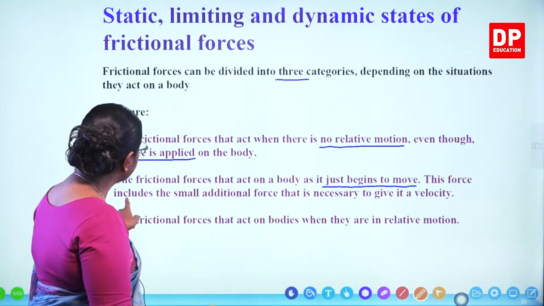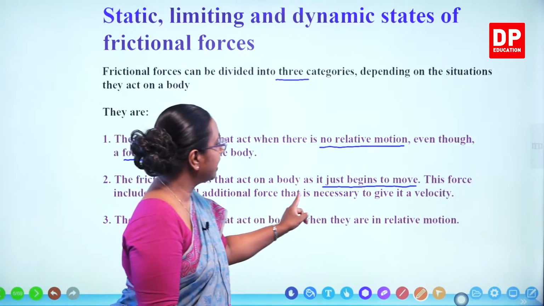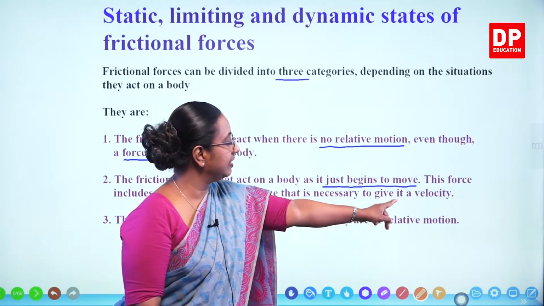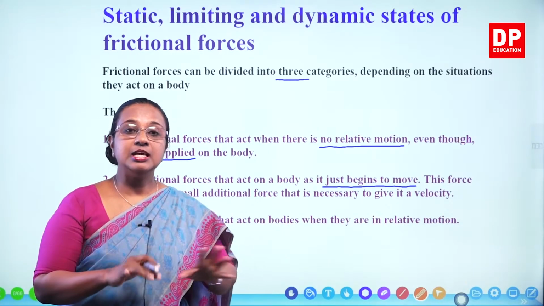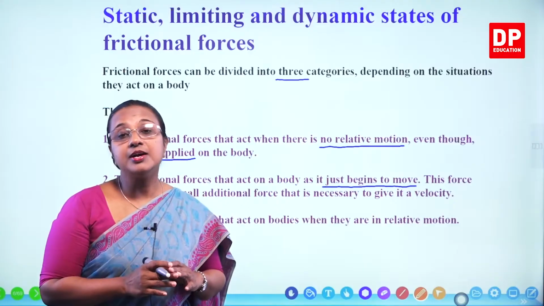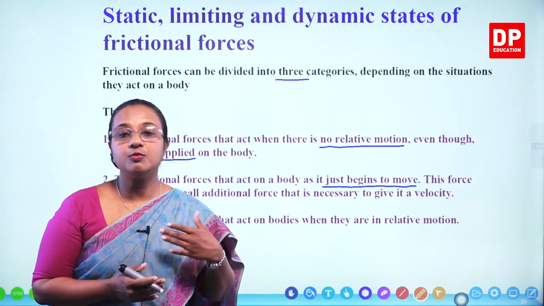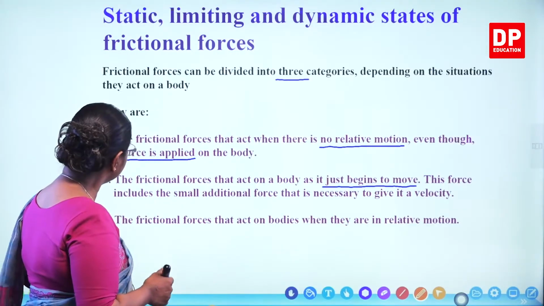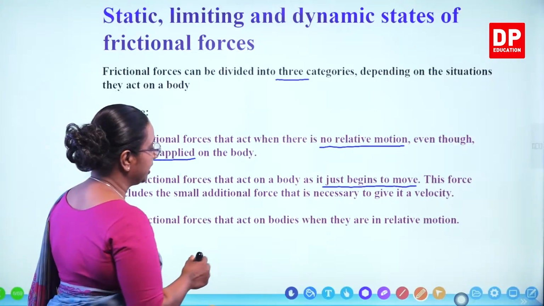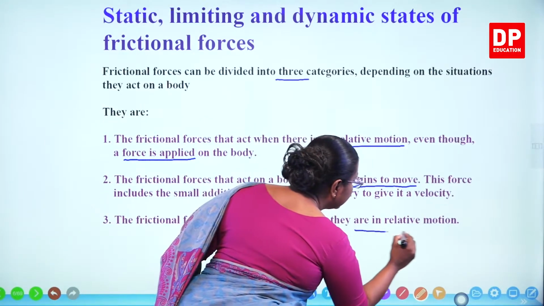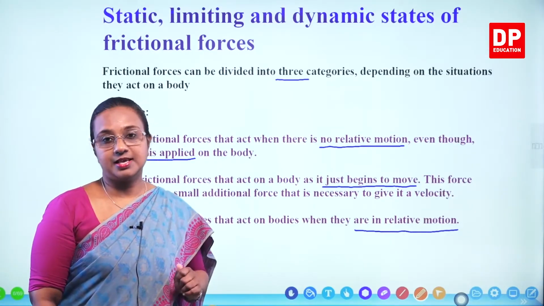This force includes the small additional force that is necessary to give it a velocity. When we push the object, we push with a higher force so that the object moves with a certain velocity. The third instance, the frictional forces that act on bodies when they are in relative motion. That is the first example.